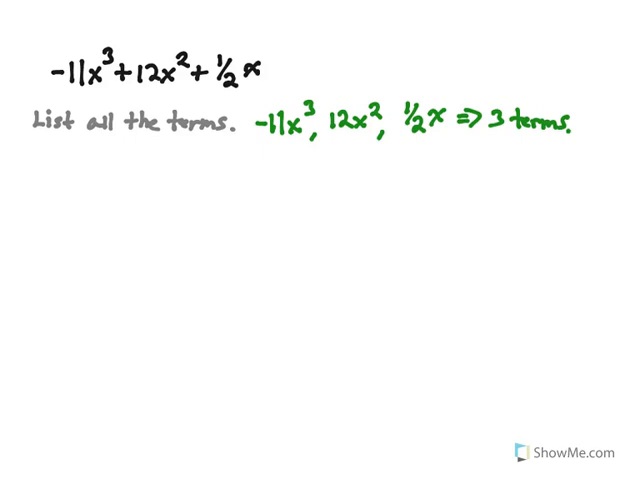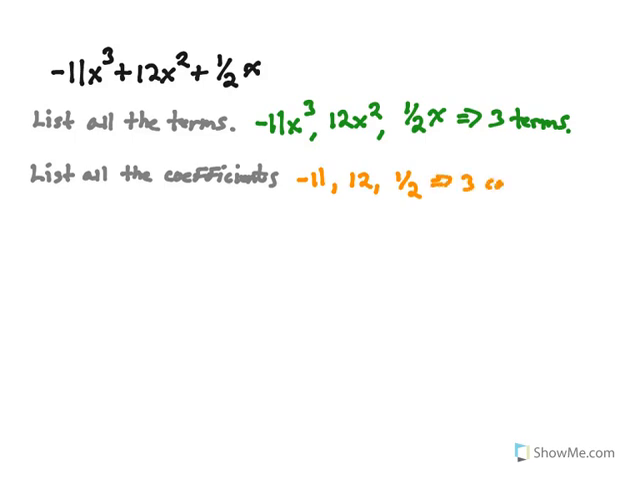And now, the next thing I want you to do is list all the coefficients. We just look at the numbers to the left of each term. So the first one is minus 11, comma. The next one would be a plus 12. Again, you don't need the plus sign. And then the next one would be 1/2. So that's going to yield 3 coefficients.